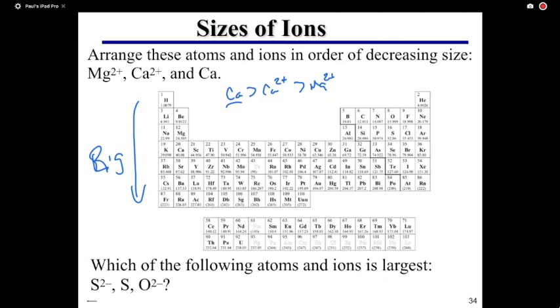Of these at the bottom, sulfur minus 2, sulfur, and oxygen minus 2, which one is the largest one? Okay, the potential is sulfur and oxygen because they gain 2 electrons. So they're bigger. And then if I compare oxygen and sulfur, my trend is as I go down, I get bigger. So the sulfur minus 2 would be the biggest one.